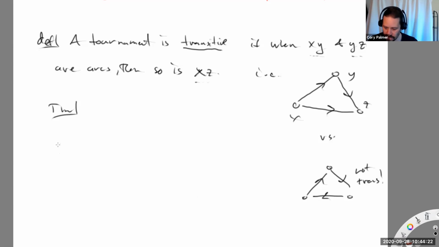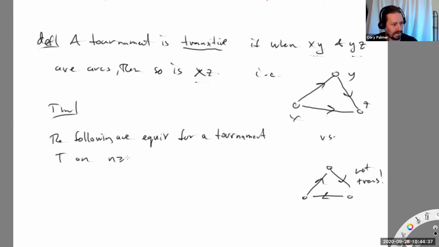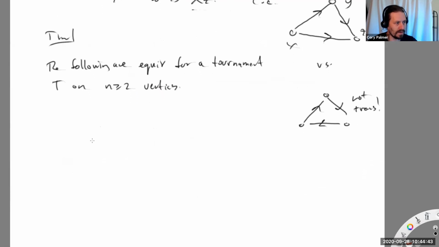Okay, so the following are equivalent for a tournament T on at least 2 vertices. Maybe I'll prove the first one. We have a minute or 2. So this is our transitive tournament characterization theorem. Number 1, T is transitive.